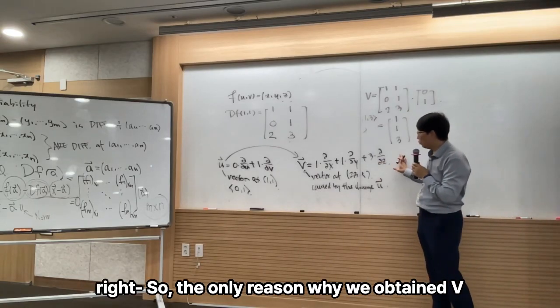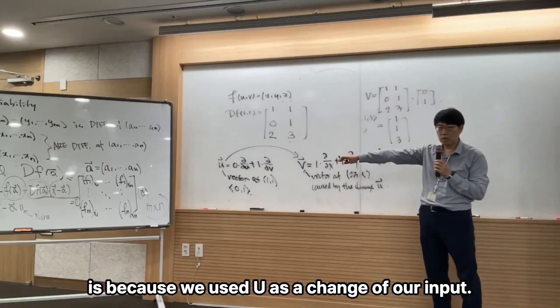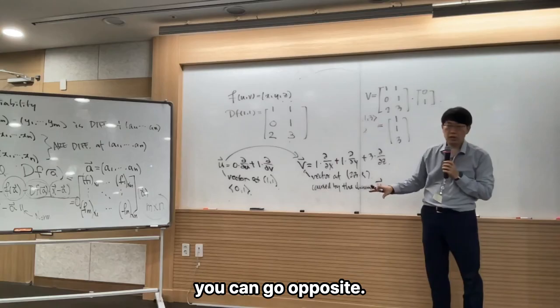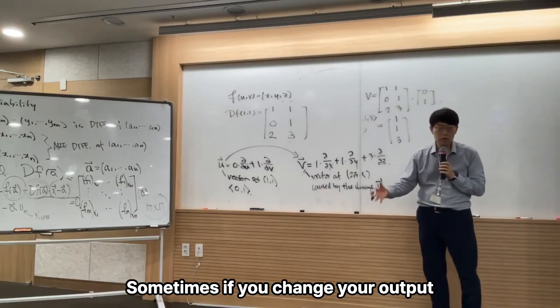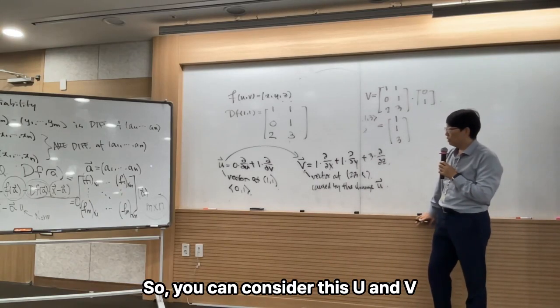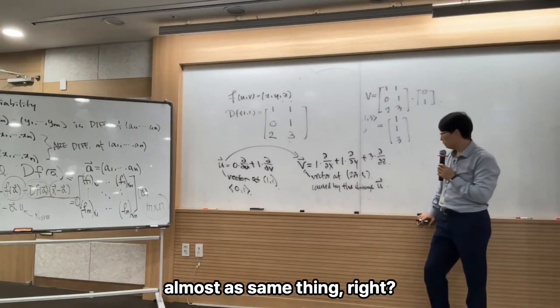The only reason we obtained V is because we used U as a change of our input. And in some sense, you can go the opposite way. Sometimes if you change your output, you can change your input by the inverse function. So you can consider this U and V almost as the same thing, right?